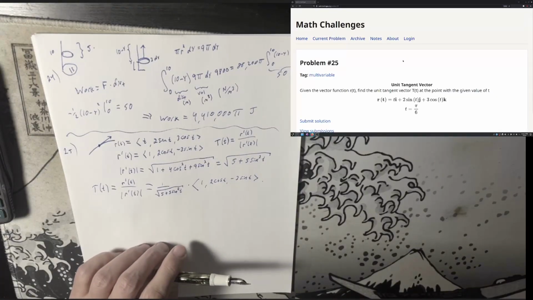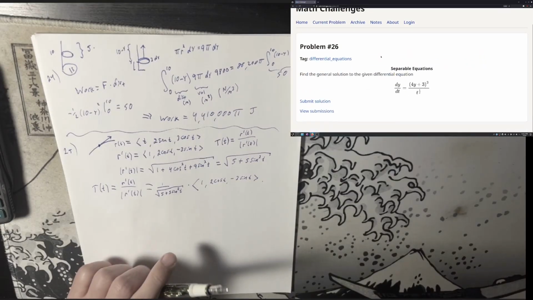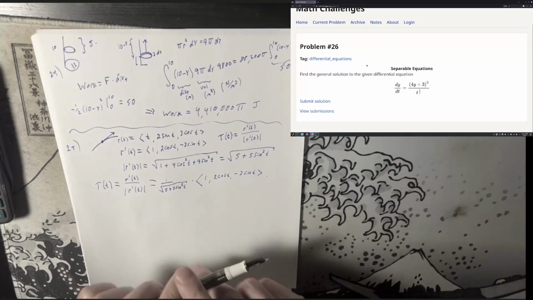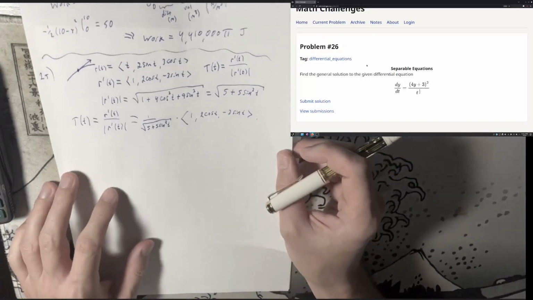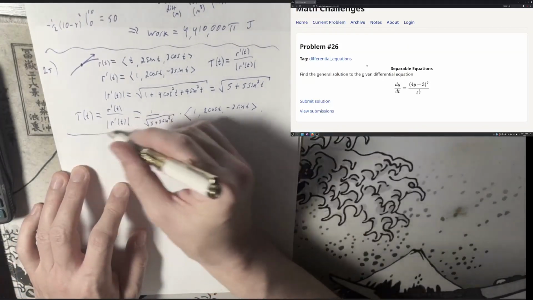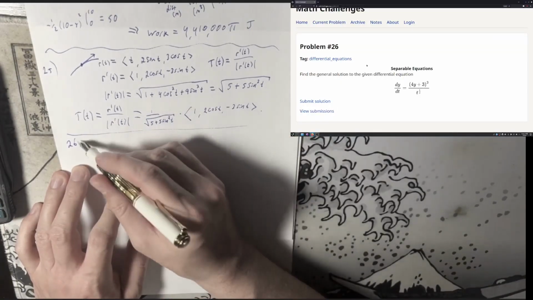That's a quick one. I'm sure they'll get worse. We're still kind of early in the problem sets, so that's why they're still doable. That's why I'm still having a decent time solving them.